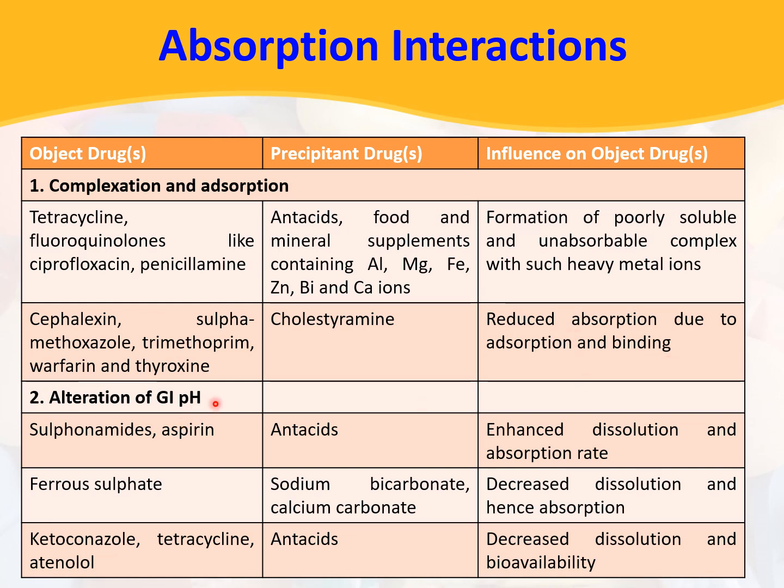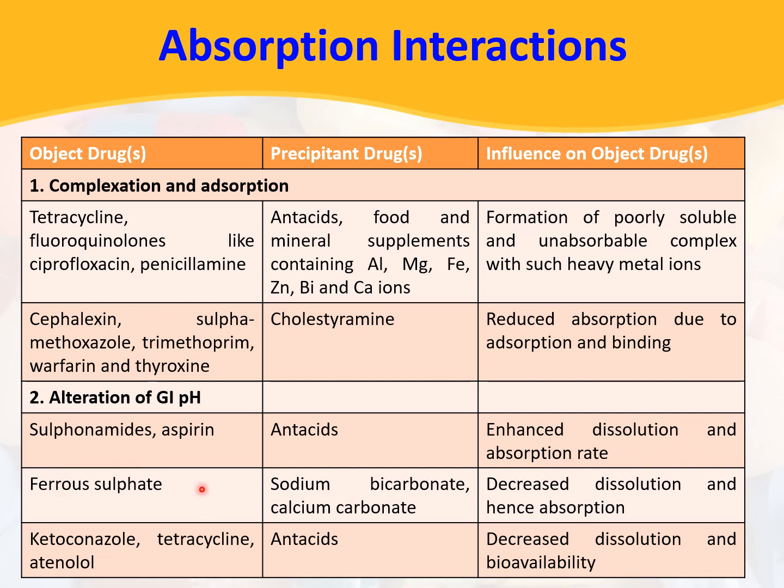Next mechanism, alteration of GI pH, gastrointestinal pH. Whenever sulfonamides and aspirin are taken along with antacids, due to the alteration of GI pH, the dissolution and absorption rate of sulfonamides and aspirin are increased. Enhanced dissolution and absorption rate.